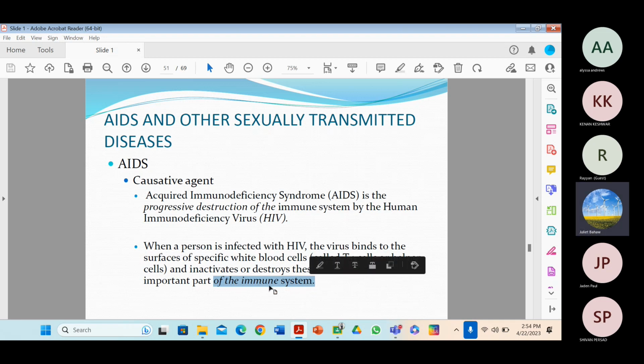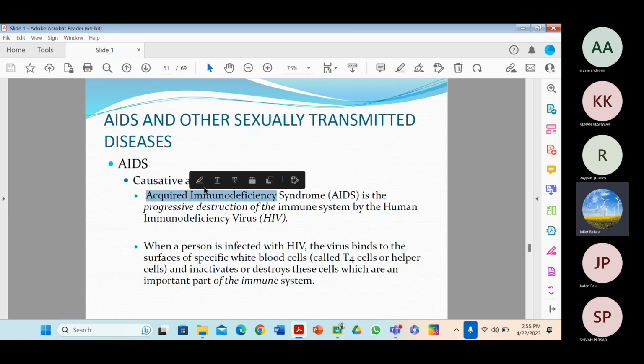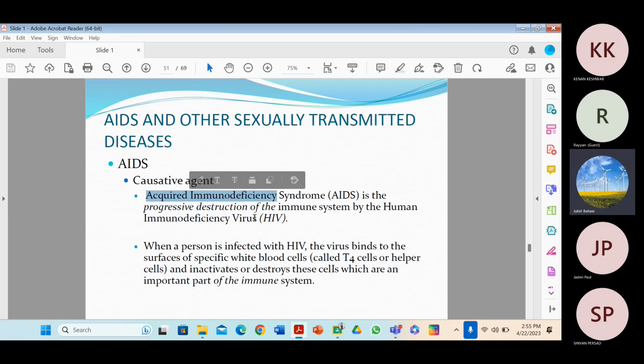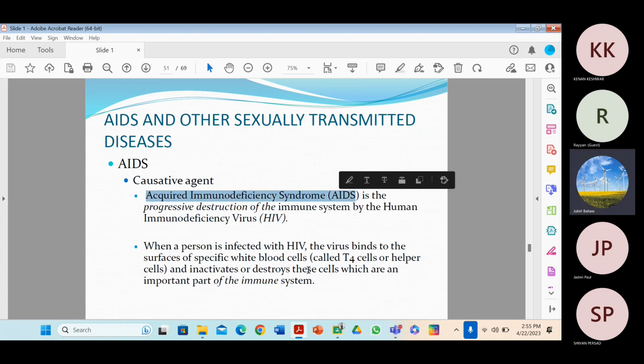Once the immune system has been destroyed, you are now suffering from AIDS. So AIDS is acquired immune deficiency, which results from the HIV virus. It takes years, approximately 10 years, for someone with HIV to develop AIDS.